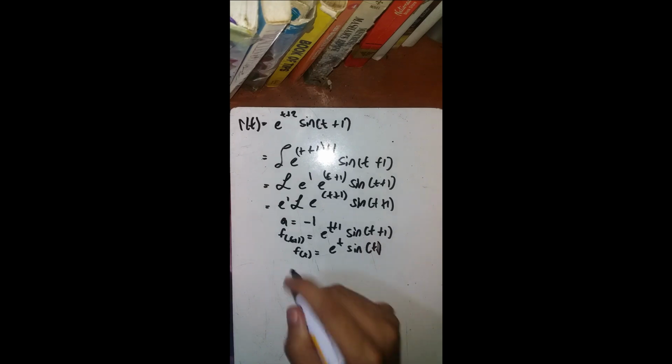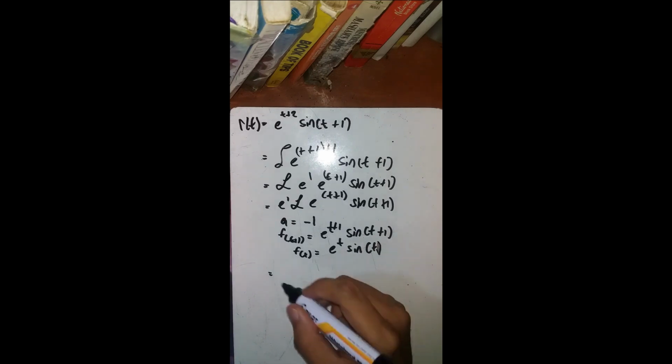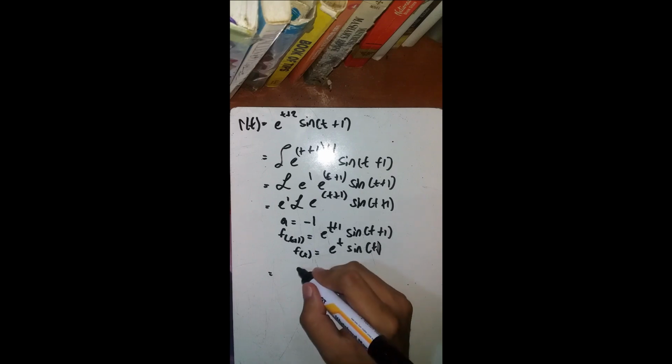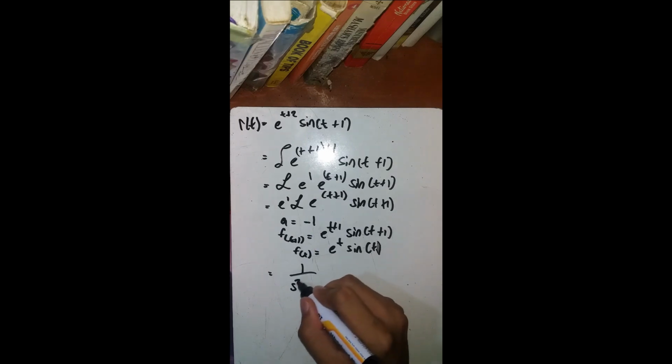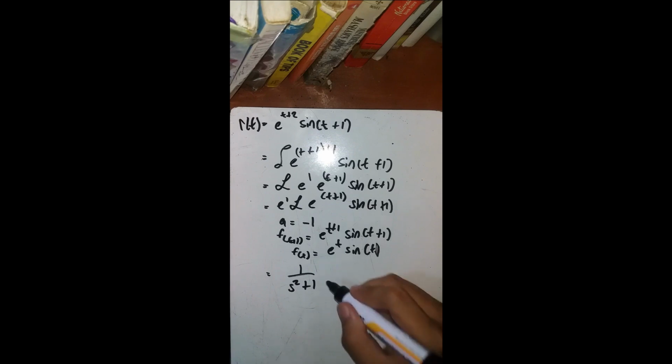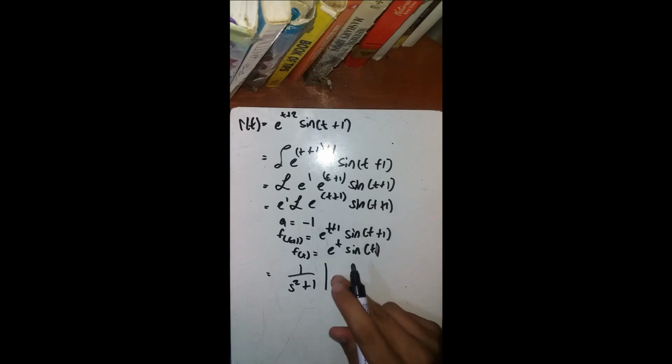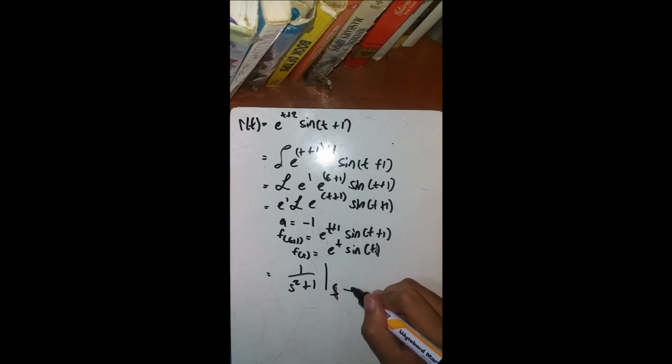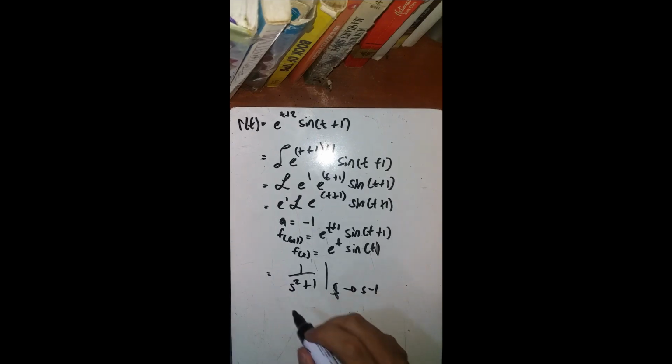And from this we can use our first shifting. So the Laplace of sine t will be 1 over s squared plus 1, where s is replaced by s minus 1. So your answer here is 1 over (s minus 1) squared plus 1.